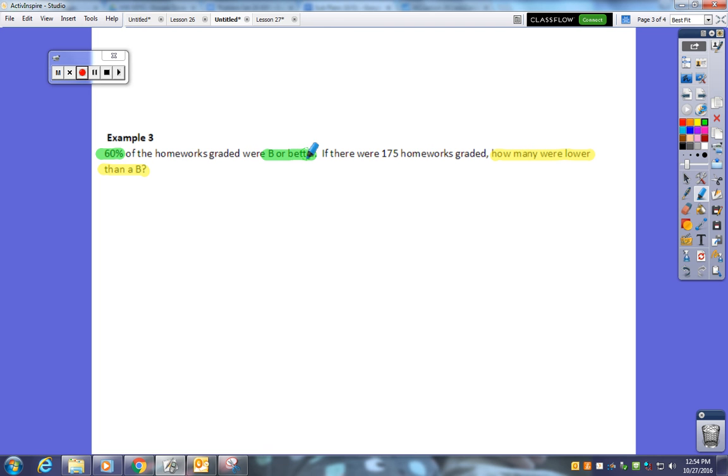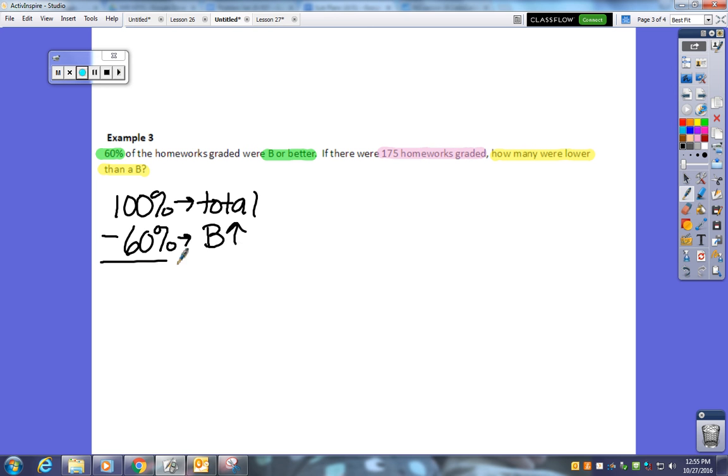The number given to us in the problem is the total number of homeworks graded. So this is similar to the first example we saw. If we take 100%, or our total percent, and subtract the 60%, which is the B or better, B and up I'll say, that will give us the percent that is less than a B.